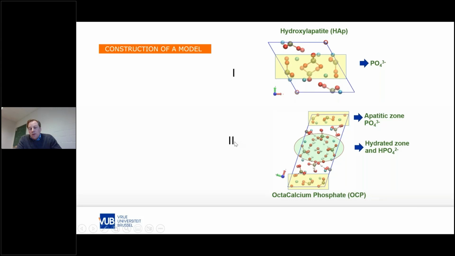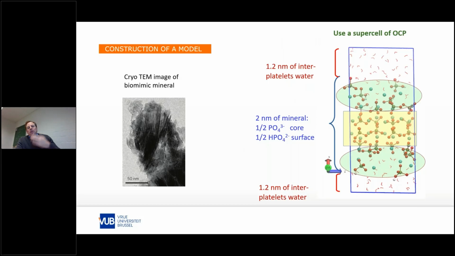We made some surfaces. Again, we put some water on top of it, and then we did some molecular dynamics. The distances between the slabs here, which represent the platelets, were also fitted to the experiment, because we can in fact make bone, and we see that these platelets automatically self-assemble with a distance of about a couple of nanometers between them.